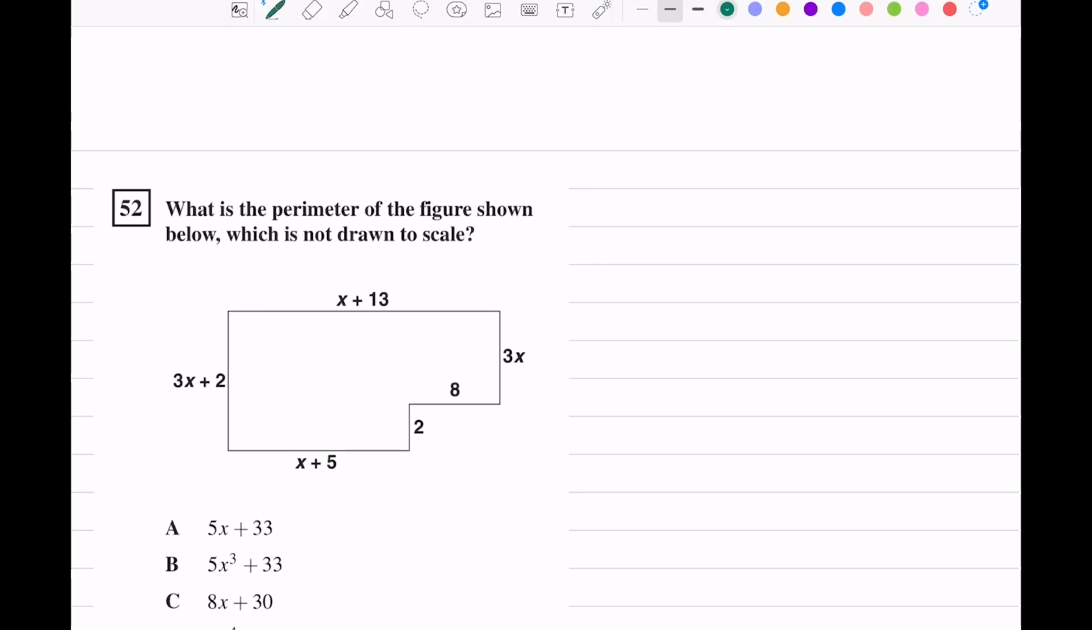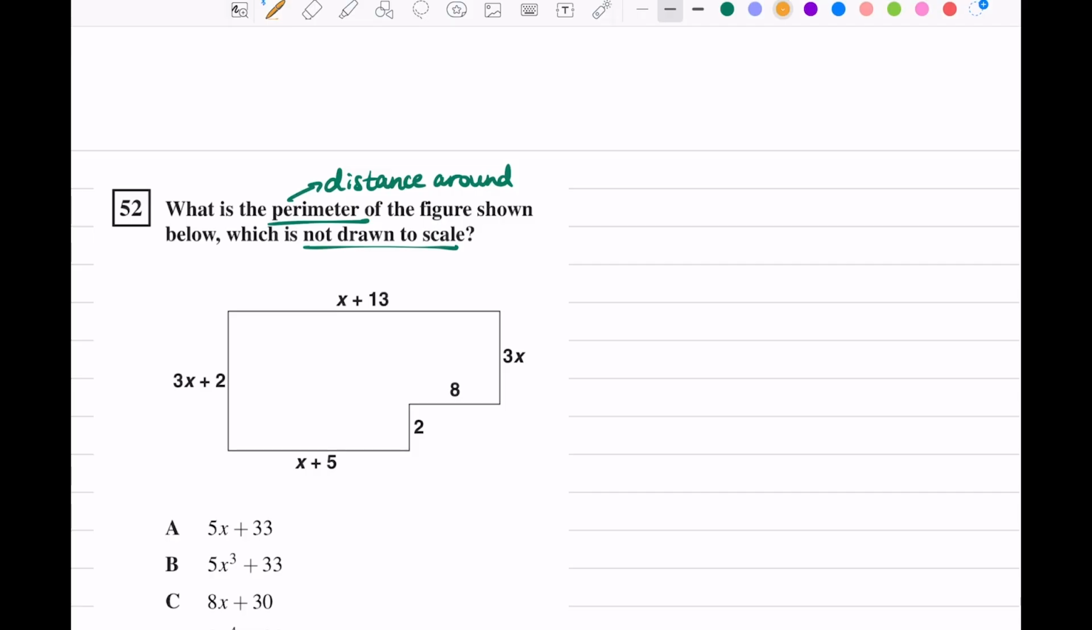What is the perimeter of the figure shown below, which is not drawn to scale? So the word perimeter, that's a word from geometry. It means the distance around something. And when they're saying not drawn to scale, that means it's not a perfect picture. For example, we have this area that's 2 units long, and this other section that's 8 units long. If this were drawn to scale, that orange line would have to be 4 times as long as the green line. So we want to focus on the numbers and not so much on how this picture looks.